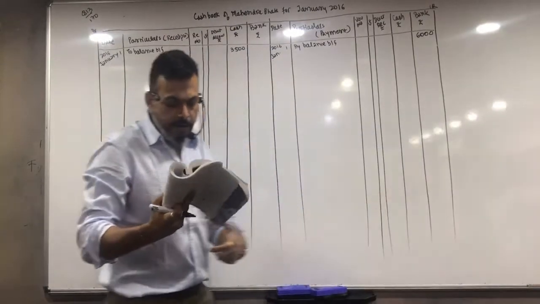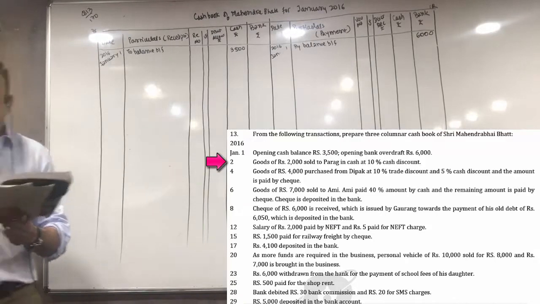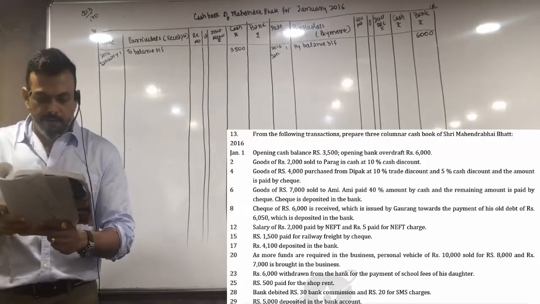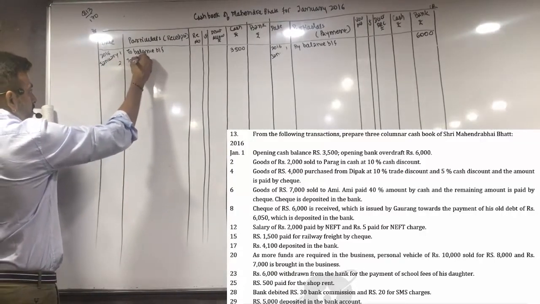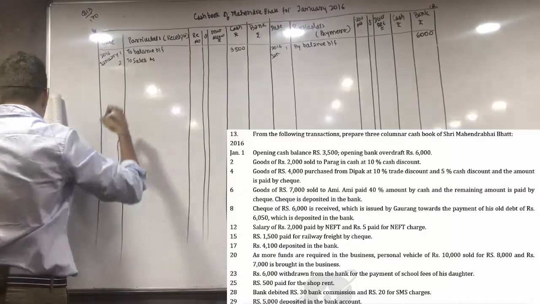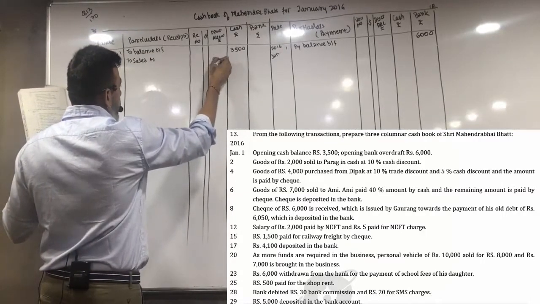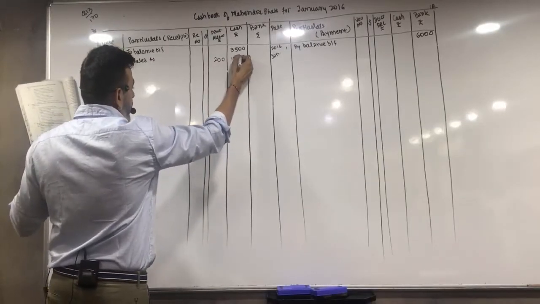credit side. Now, second, goods of 2,000 sold to Parag in cash at 10% cash discount. So, January 2, to sales account. 10%, so 200. In cash, so 1,800.